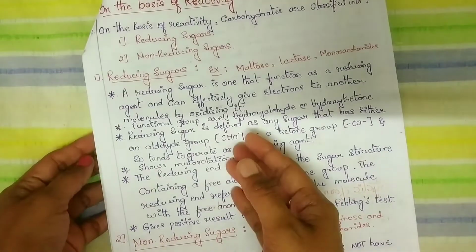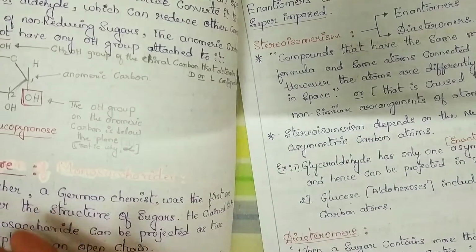That's about the polysaccharides. In the next class we will study reducing sugars and non-reducing sugars, and then we will learn about structure and also what stereoisomers are.